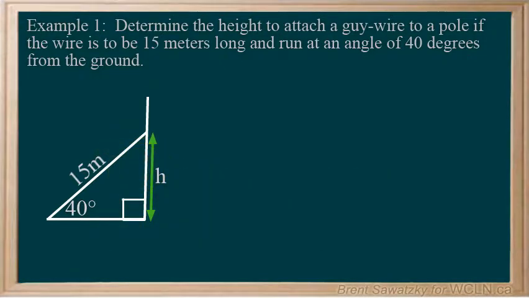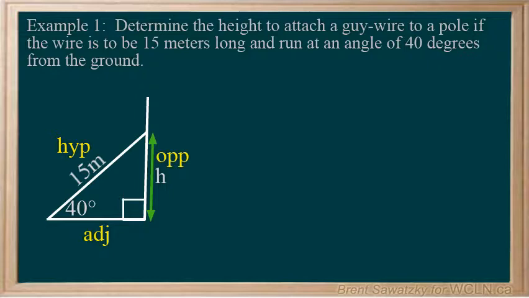The hypotenuse is across from the 90 degrees, so here. Our reference angle is the 40 degrees, so opposite to that is here. And finally, the last side, the one beside our 40-degree angle, is our adjacent here. Next question, which trig ratio are we going to use?